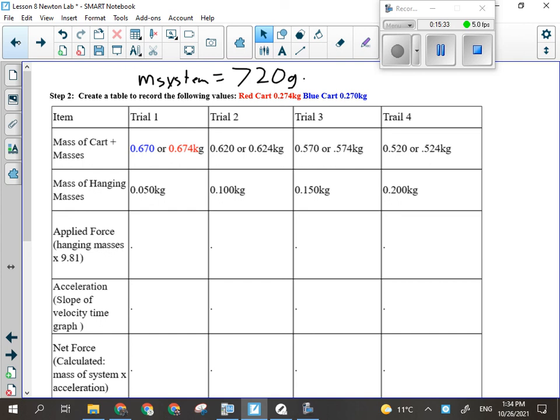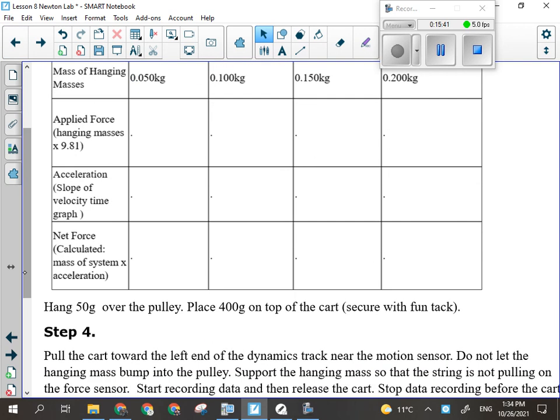Okay, the acceleration, this you just take from your graph. So the slope of the line for each one of the trials, put it in the box. Okay, and then the net force. So take the acceleration of the system, this box here, whatever this one was, and multiply it by the mass of the system, which in every case is how much?